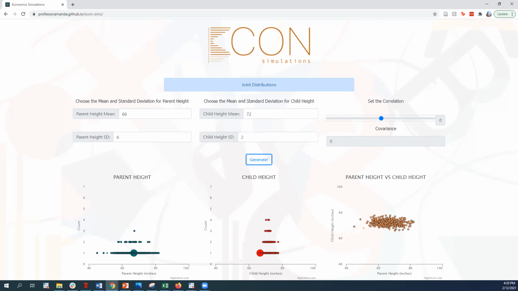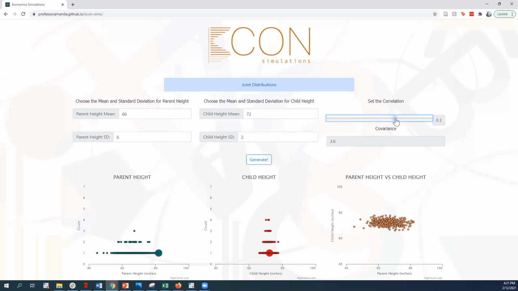Now we can come over and look at what's happening with the joint distribution. Here we've got a scatter plot that plots parent height here on the x-axis and child height on the y-axis. And since we have a covariance of 0, and we've set this so that users can set the correlation and be told based on the standard deviations what the corresponding covariance is. In this case, we've got 0, so we see no real directional relationship between parent and child height.